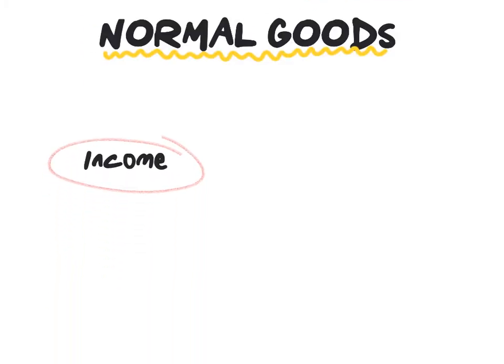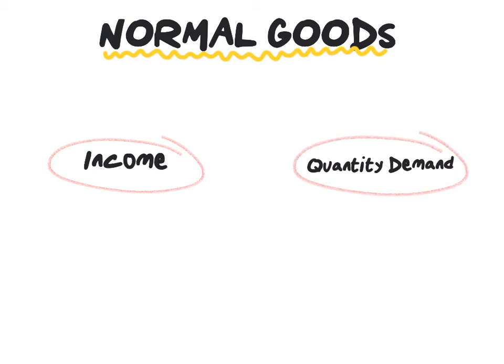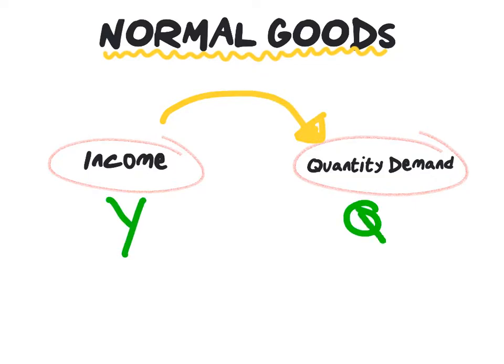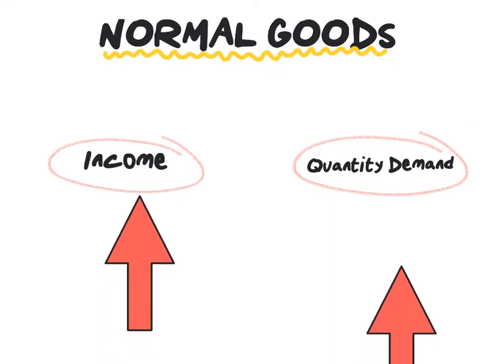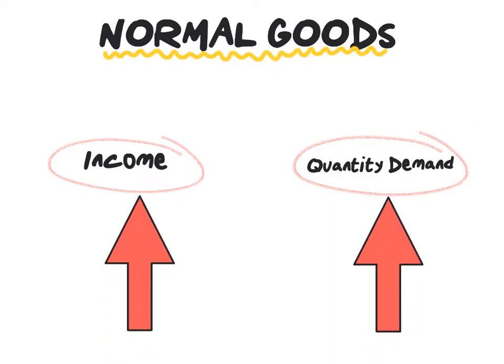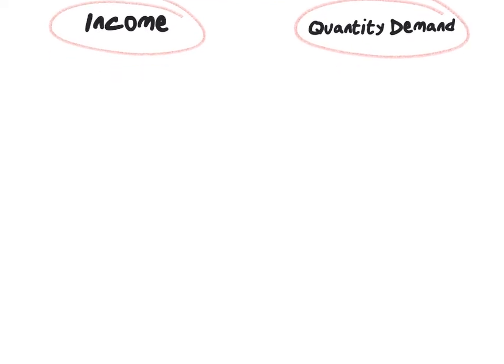For normal goods, we are going to look at the relationship between income and quantity demand. We can therefore classify normal goods based on how quantity demand is affected by income. For normal goods, if income increases, quantity demand will also increase. This makes sense, as our income increases, our demand will also increase.